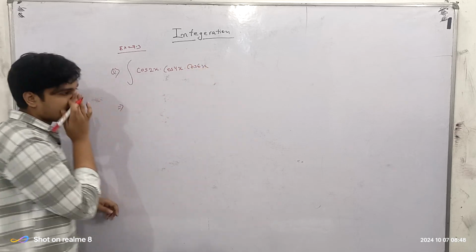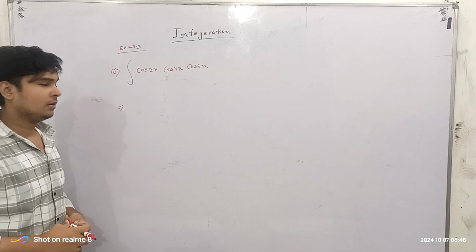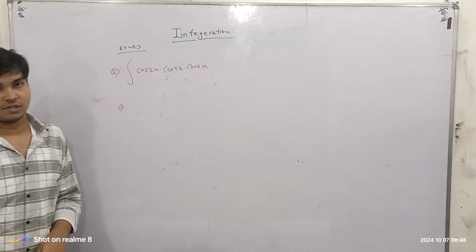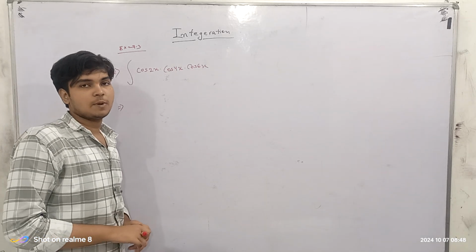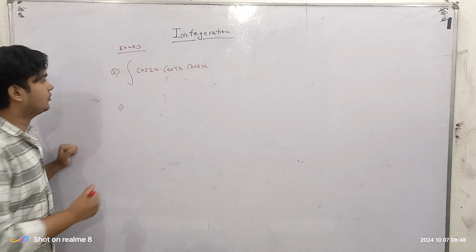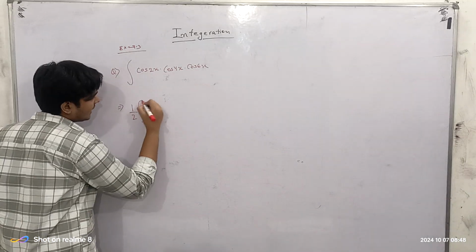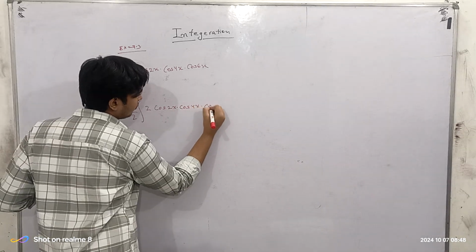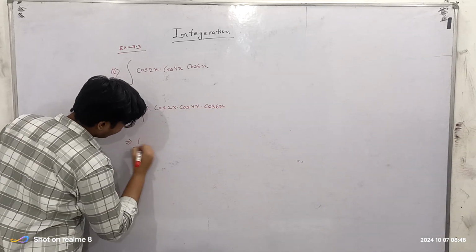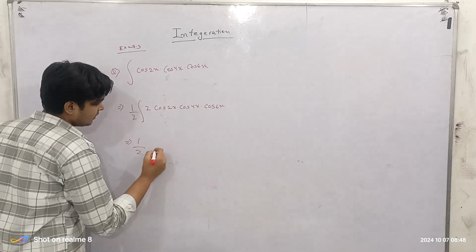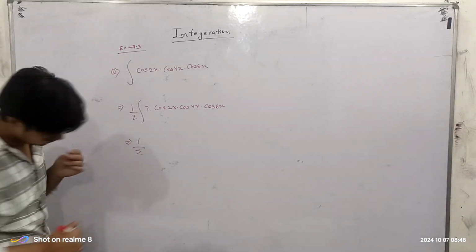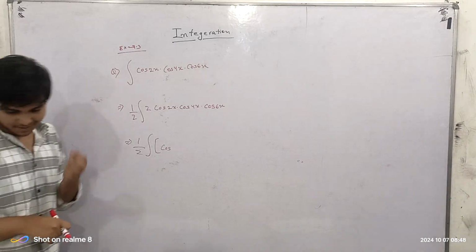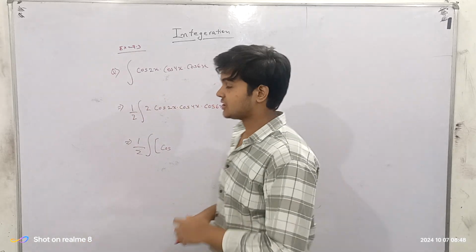Now we can write here, we have studied the formula. This question is cos A into cos B. Remember, 2 cos A into cos B equals cos(A+B) plus cos(A−B). So here we have to put it in the formula. We can multiply and divide by 2: 1 by 2 of 2 cos 2x into cos 4x into cos 6x.